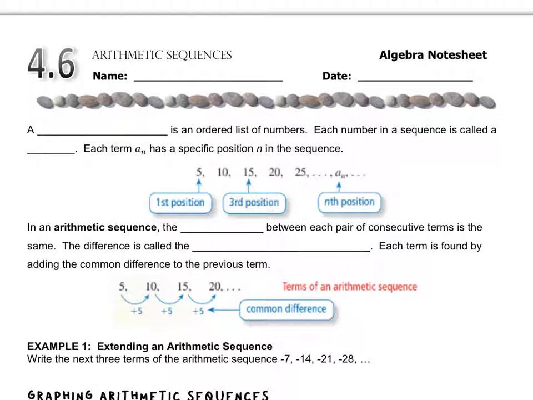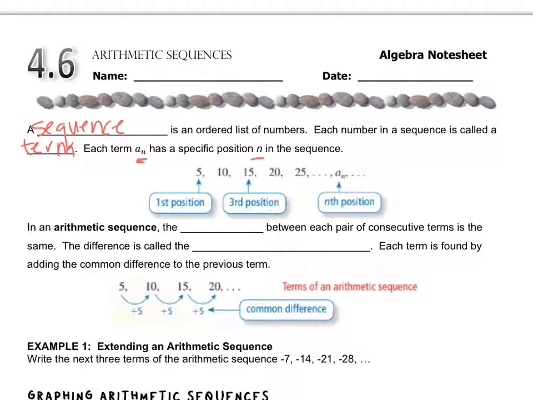One type of linear relationship that actually has its foundation in numbers is called an arithmetic sequence. But in general, a sequence is any sort of ordered list of numbers. Each number in the sequence is called a term, and each term, a sub n, that's how we say it, has a specific position n.